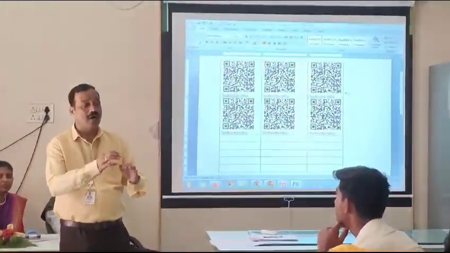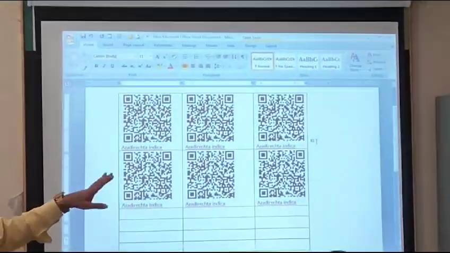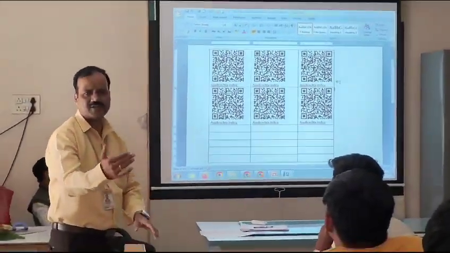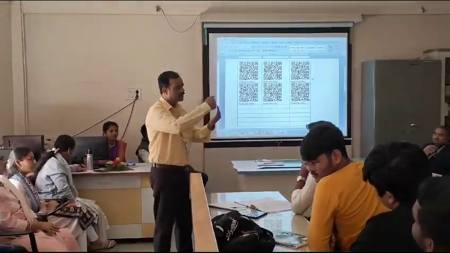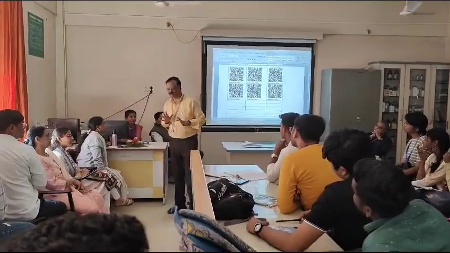So how many plants are available in our campus? For example, 15 plants. Make a copy and paste for the 15 plants. Get a printout on a waterproof print.